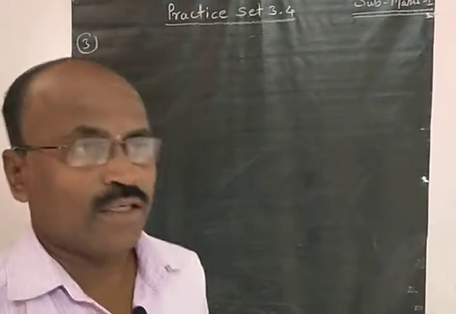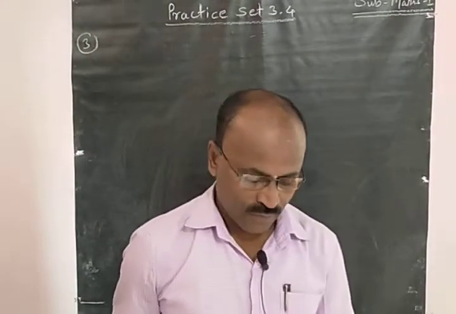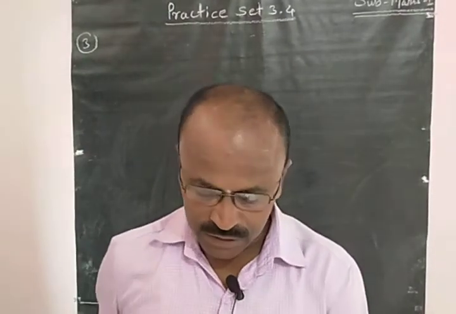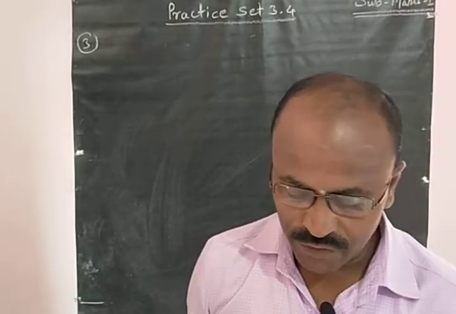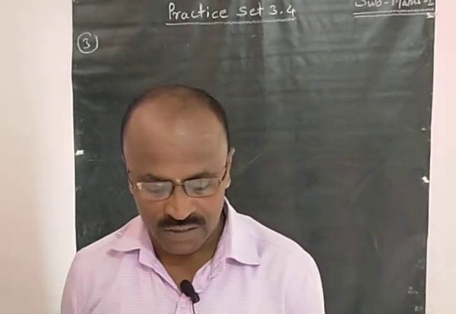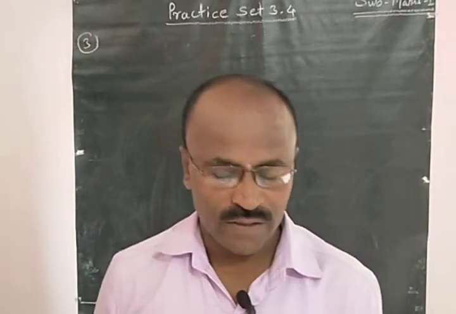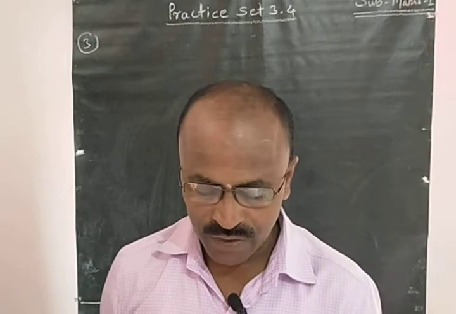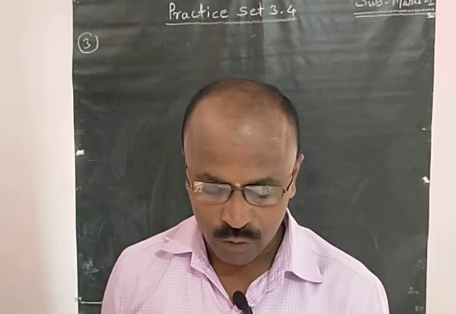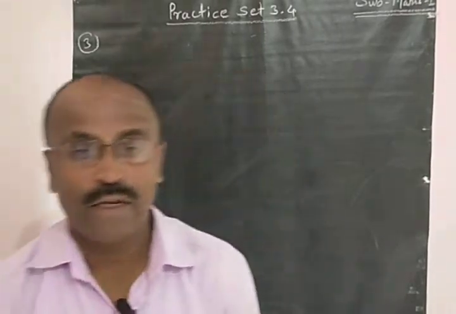Now let us see the third example. Third question. Sachin invested in a national savings certificate scheme. In the first year he invested rupees 5000. In the second year he invested rupees 7000. In the third year he invested rupees 9000, and so on. Find the total amount he invested in 12 years.